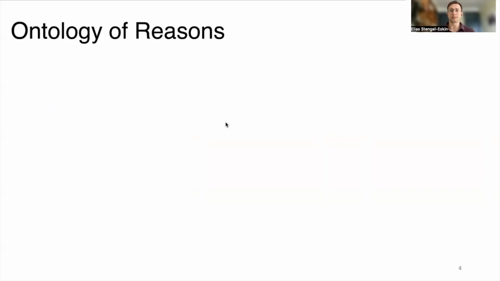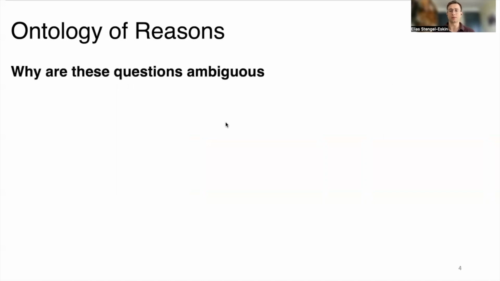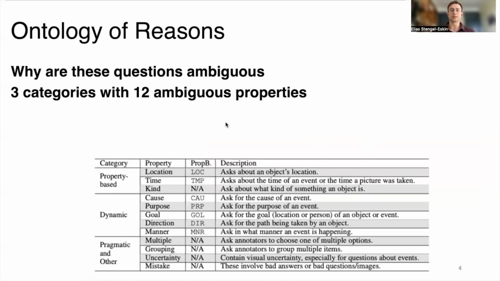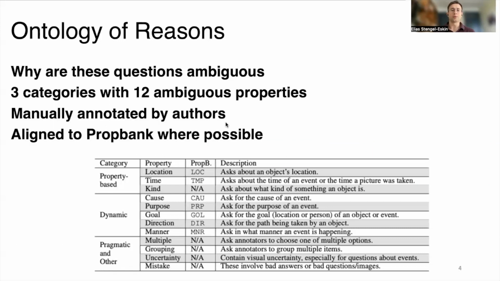Because we're interested in examining what makes questions ambiguous, we introduced a 12-way ontology, which has reasons for ambiguity. And wherever possible, we've aligned this ontology with PropBank, and we've manually annotated all of the examples in our dataset with these reasons.